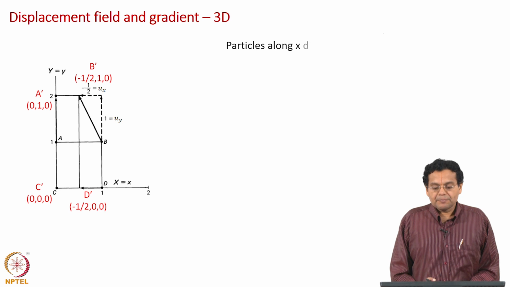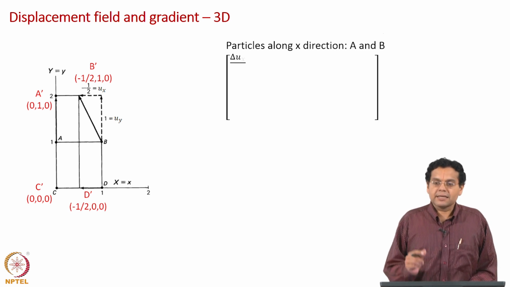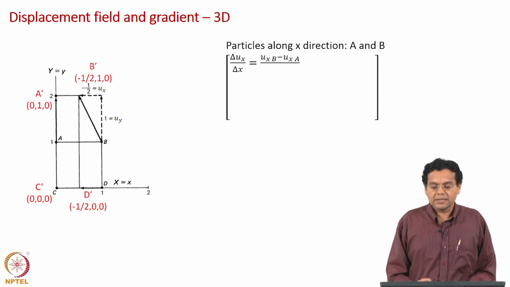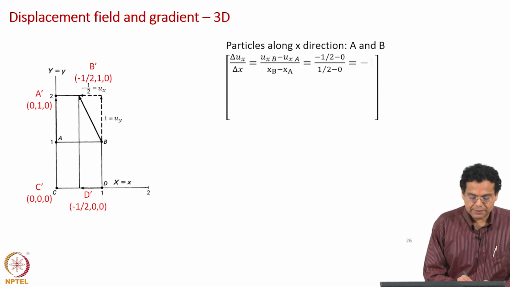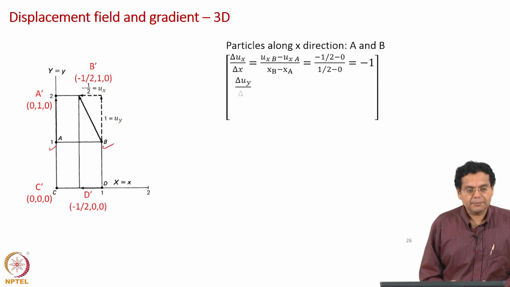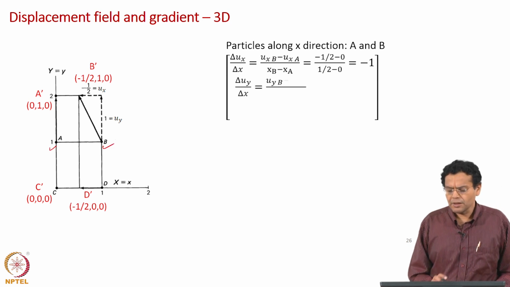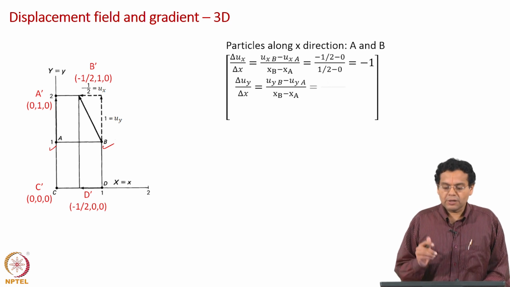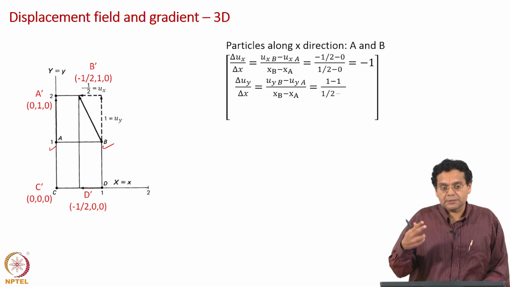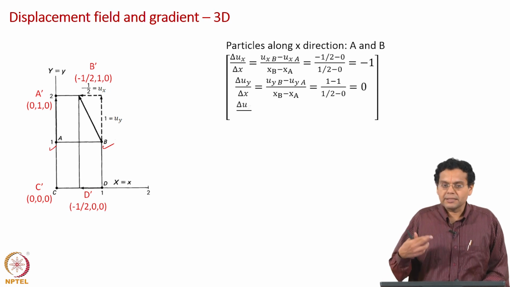3 directions along which we can consider the particles, and for every direction I can consider their x displacement, y displacement, z displacement, difference in their x, y, z displacements. Okay. So, let us take first particles along x direction, which means I am considering particles A and B. Now, having considered particles A and B, I am going to consider their difference in x displacement, y displacement and z displacement.